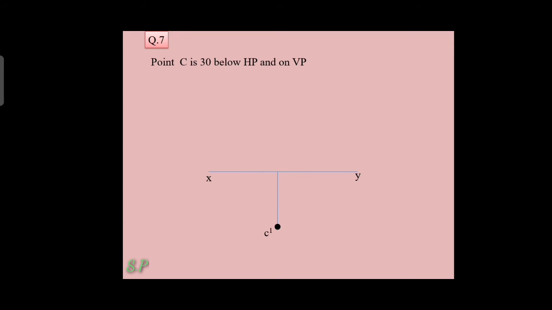And now the point is in the VP plane. When you are watching from the top, the top view image will appear on the XY reference line. So on the same projector you will locate the point C.